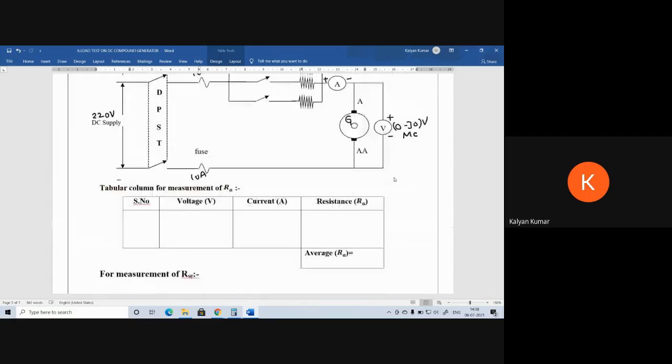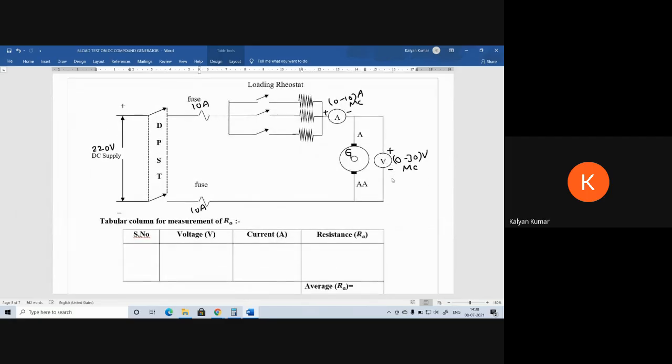For measuring RA and RSC, we can use the voltmeter and ammeter method. This is the circuit diagram for measuring the RA value. The voltmeters and ammeters are connected as in the circuit. Connections are made as per the circuit diagram. Then, by keeping the loading rheostat in off position, we have to switch on the DC supply. Then, by closing the switches one by one, at each step we have to note down the voltmeter and ammeter readings.